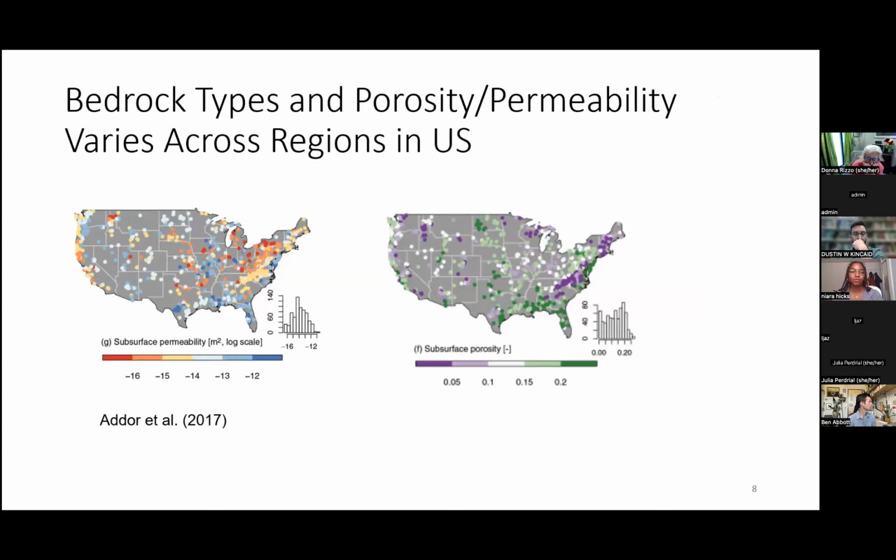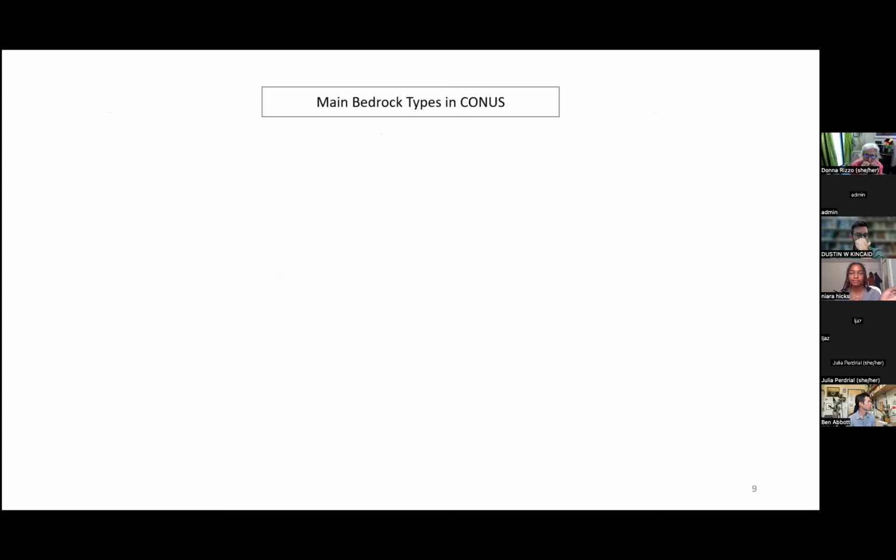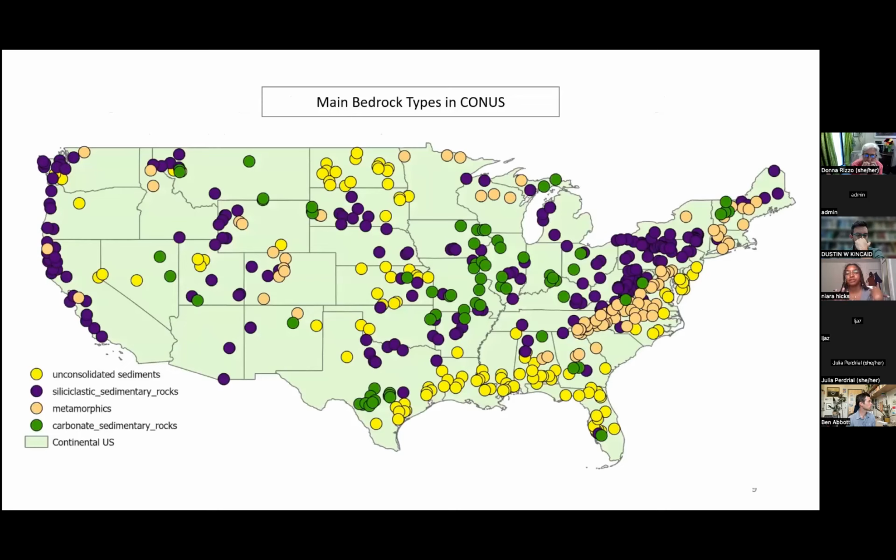This is a map showing that bedrock types, porosity, and permeability vary across the regions in the US. On the left is subsurface permeability, varying from low to high, and then subsurface porosity varying from low to high across the states. And this is a map showing the main different types of bedrock across the United States, also showing that it's very vast and varies across different regions in the US.